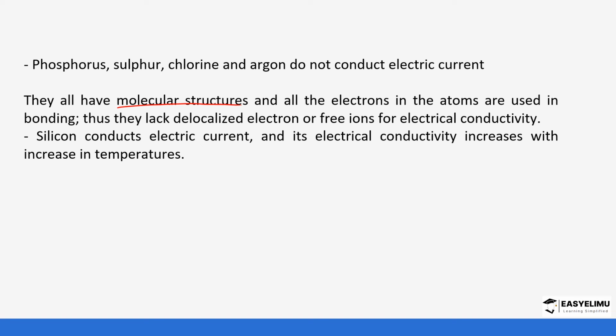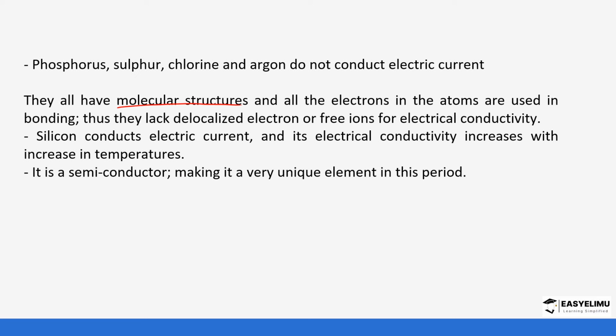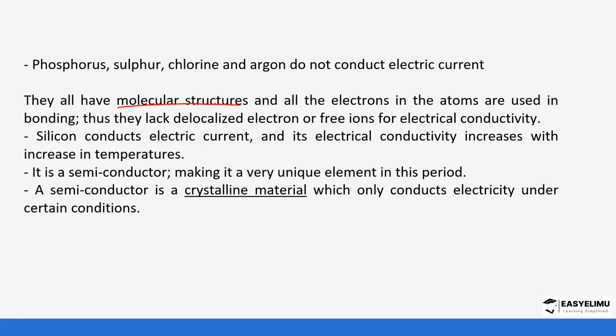Unlike the way we were talking about increasing the temperature of the metals and the conductivity goes down, for silicon, if you increase the temperature, the conductivity goes high. It is a semiconductor, making it very unique among this period. So a semiconductor is a crystalline material which conducts electricity under certain conditions.